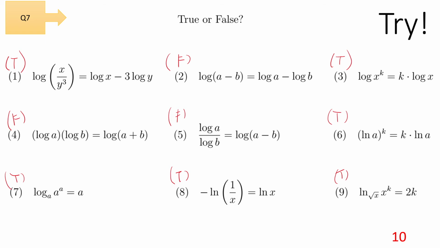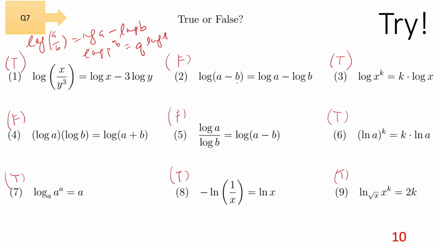Okay, now we have the last question. It's just asking you whether each of the statements is true or false. So the first one, log of x over y^3. We use the identity log a over b is log a minus log b, and then we have log p^q equals q log p. So the y to the power of 3 can be pushed down to become 3 log y.